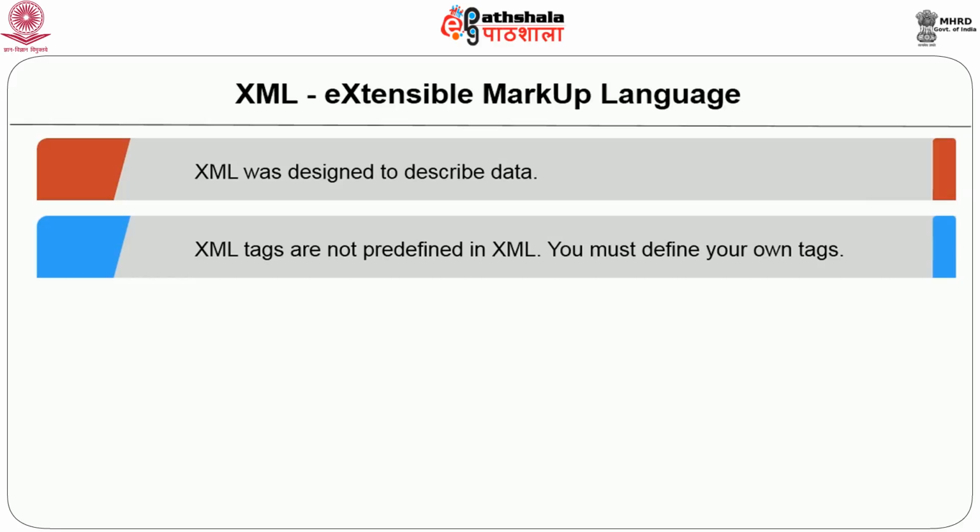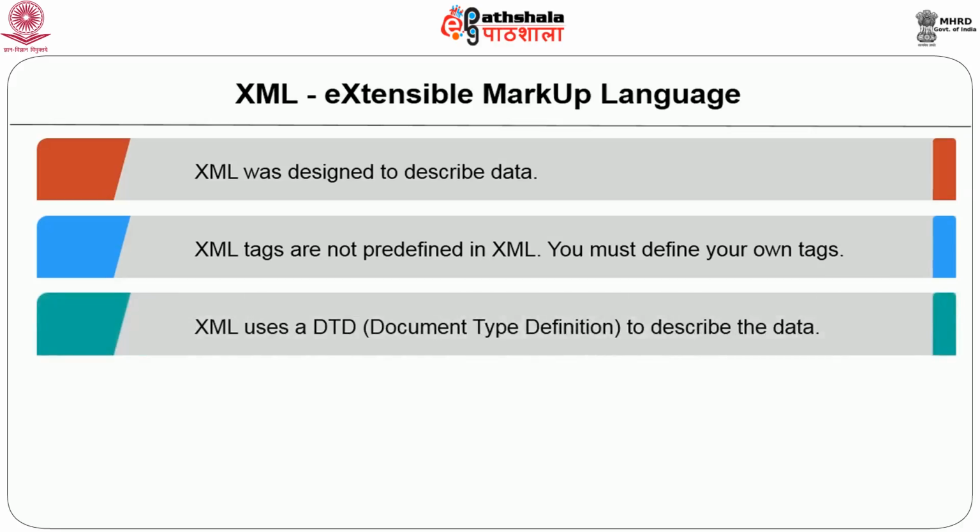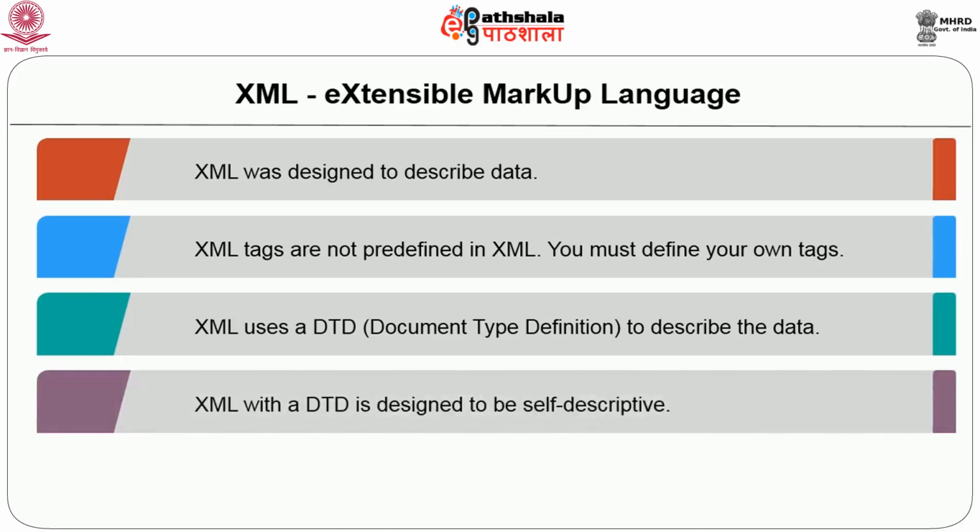But in HTML, please remember the tags are already defined: body, HTML, a href, then h1, h2. All these are predefined tags in HTML. In XML, we define the tag, but the way is the same: angle brackets are used. And XML also uses DTD, document type definition, to describe data. So XML plus DTD combined design how this can be displayed. And XML with the DTD is designed to be self-descriptive, to pass on as a complete data content set to others.